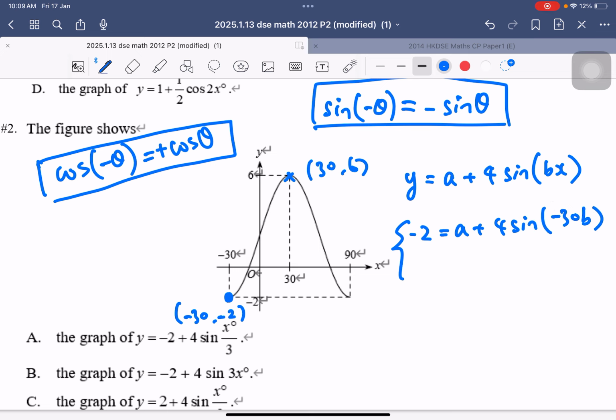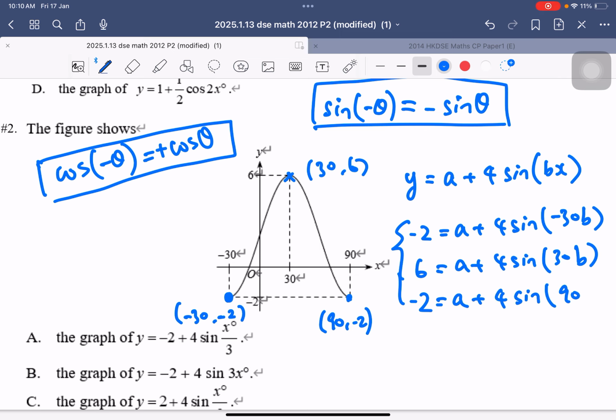Can we use the point 90, negative 2? If you use this one, you can't solve the equation. You can try to substitute it, but you can't solve the equation. So the point here is 90, negative 2. So I substitute the third point in. For the second point, we have 6 is equal to a plus 4 sine 30b. For the third point, we have negative 2 is equal to a plus 4 sine 90b.